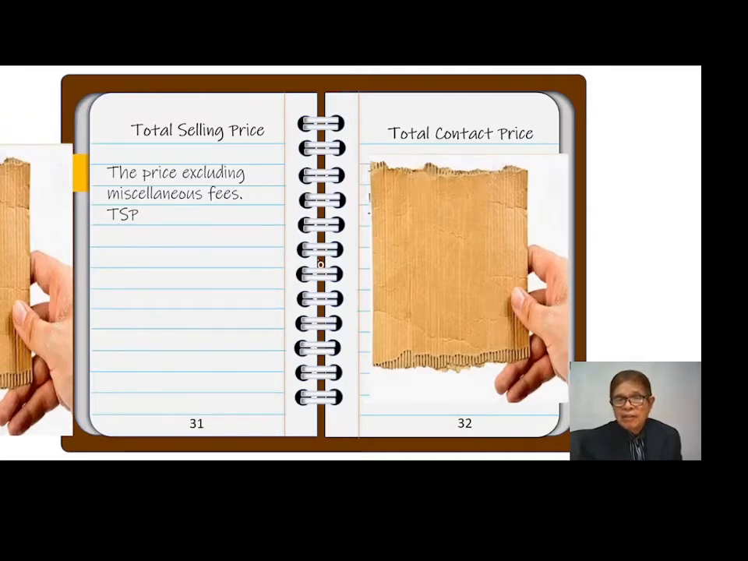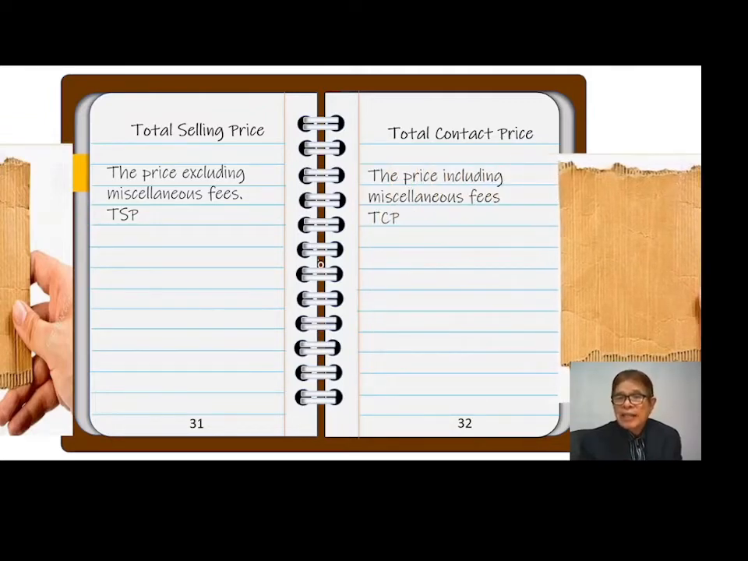What is total contract price? It is the price including miscellaneous fees. We call this TCP, total contract price. You need to understand what type of pricing the developer sets for buyers. Normally, developers call it TCP when miscellaneous expenses are included.